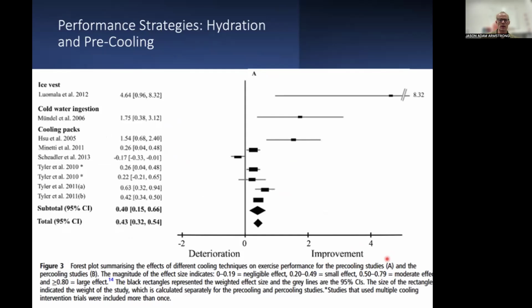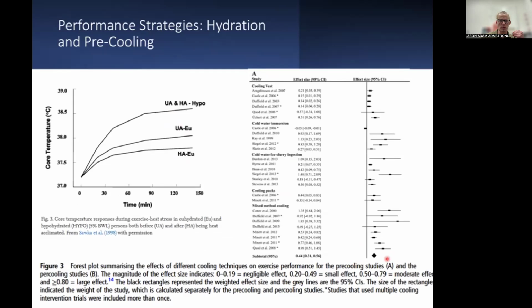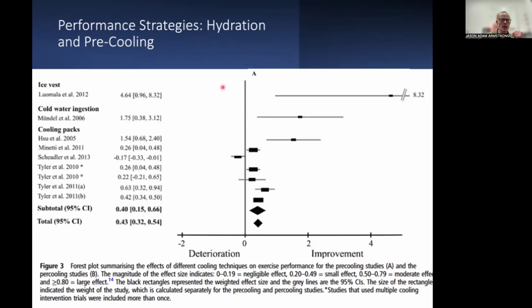This is another sort of pre-cooling, or this would be more maybe pre-cooling as well. So ice vests, cold water ingestion, and cooling packs did seem to significantly improve performance in a hot environment. Particularly those ice vests had a massive improvement, huge confidence interval though, right? Partly because there's so few individuals included in the study.